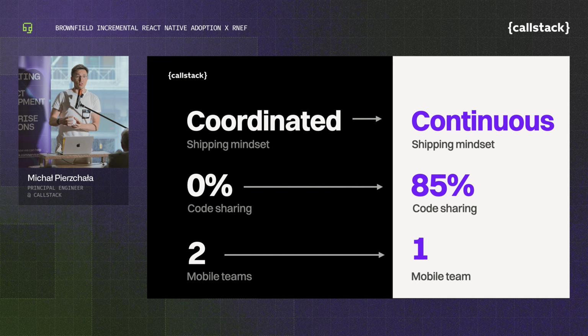With React Native, you can shift to this continuous shipping mindset because you're building for all the platforms that you're supporting at the same time. So you don't need to think about Android or iOS being a second-class citizen for your product.